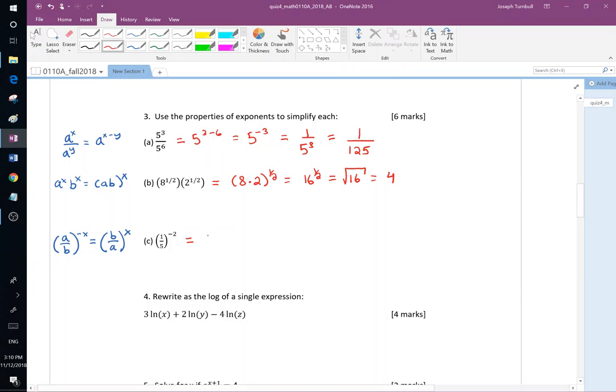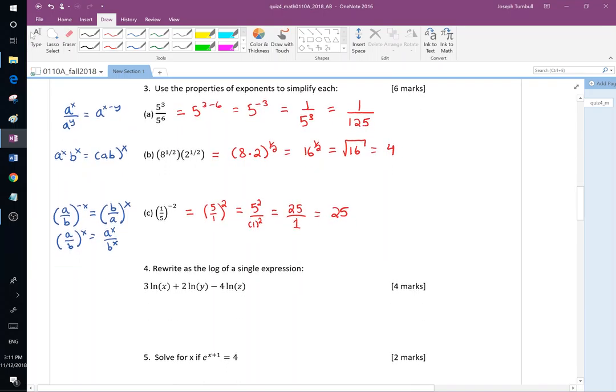So if we use that property, we have 5 over 1 to the positive 2. Now here's an honest exponent law. A over B to the x can also be written as A to the x over B to the x. So here we can write this as 5 to the 2 over 1 to the power of 2. 5 to the 2 is 5 times 5, which is 25. 1 to the 2 is 1 times 1, which is 1. So we get 25 for that example.